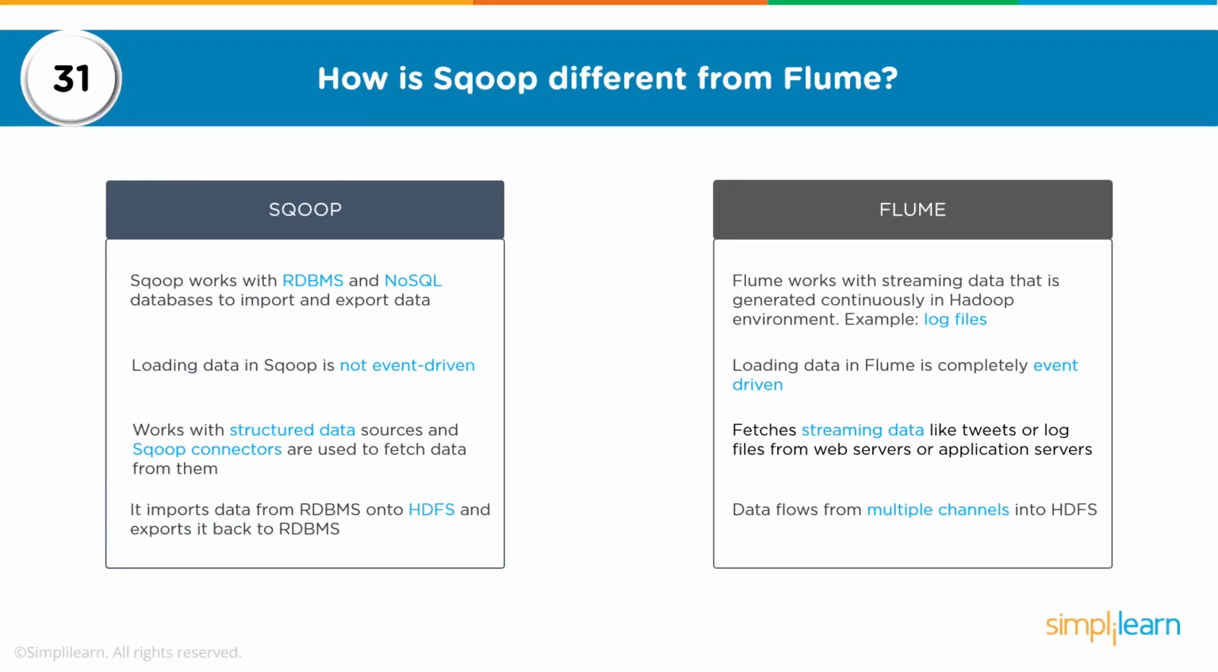How is Sqoop different from Flume? This is a very common question which is asked. Sqoop is mainly for structured data. So Sqoop works with RDBMS. It also works with NoSQL databases to import and export data. So you can import data into HDFS. You can import data into data warehousing packages such as Hive directly or also in HBase. And you could also export data from the Hadoop ecosystem to your RDBMS.